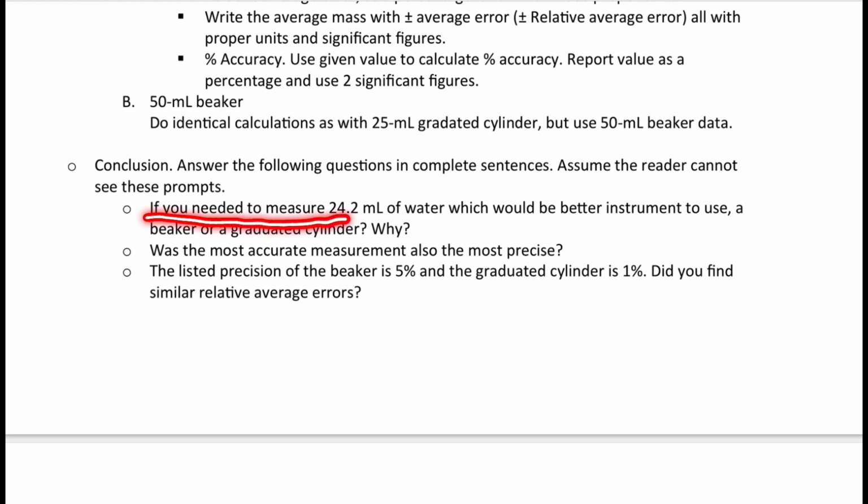So this question is asked, if you needed to measure 24.2 mLs of water, which instrument would be better to use? So don't just write the beaker was better, right? To measure 24.2 milliliters, the best instrument between a beaker and a graduated cylinder is a beaker. The reason why is because the beaker had the least amount of precision and was the most accurate. Hopefully that's not what you find, but I want you to write it in that kind of format.